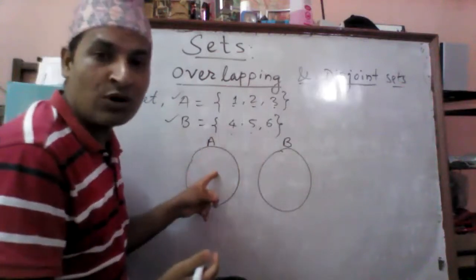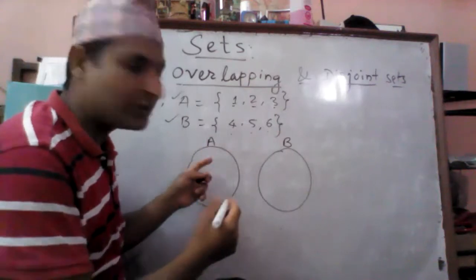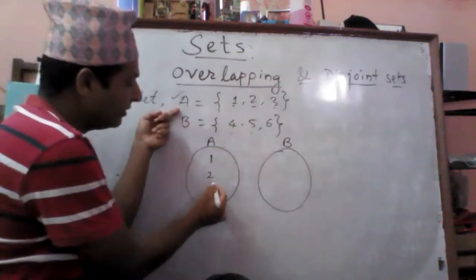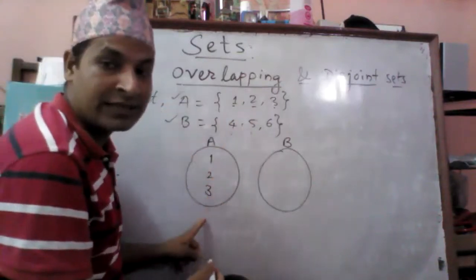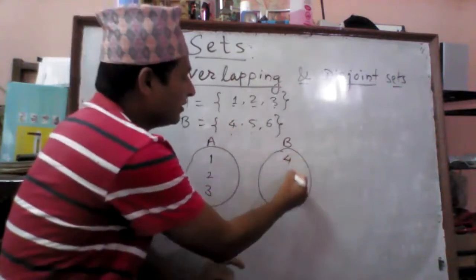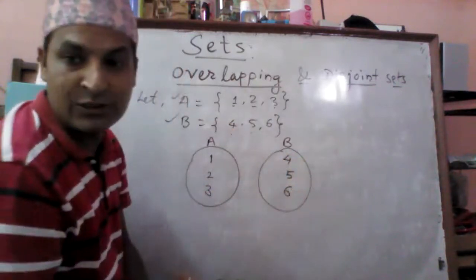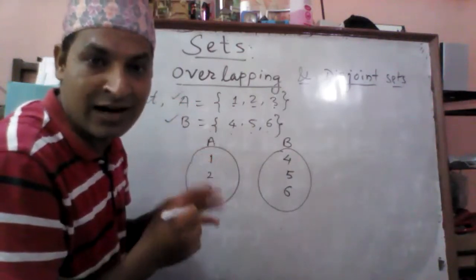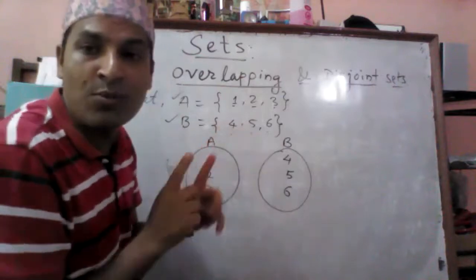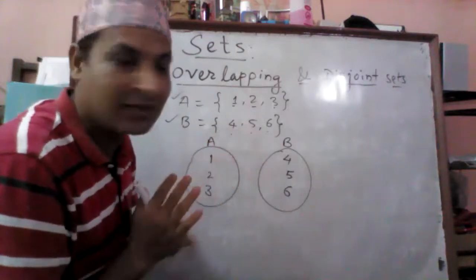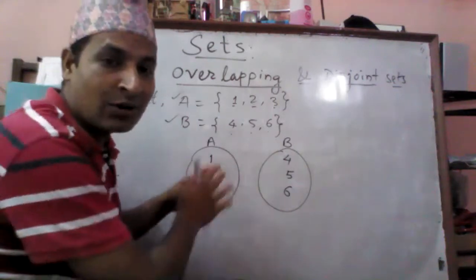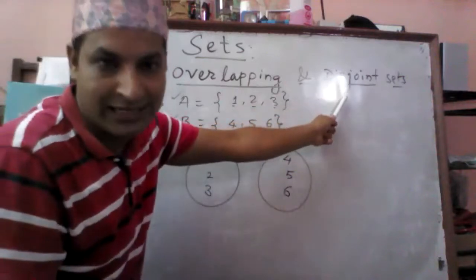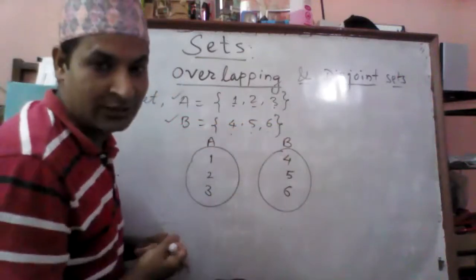Okay, so we can draw the Venn diagram for these two sets separately and write the elements of set A here, in the diagram of set A, and elements of set B here separately. Like this, we represent these sets in the Venn diagram. They have no common elements, no similar elements. So they are called separate sets or disjoint sets. This is the disjoint set, okay?